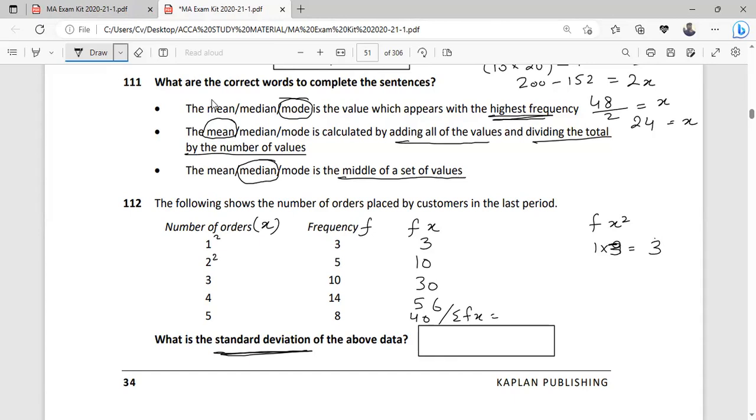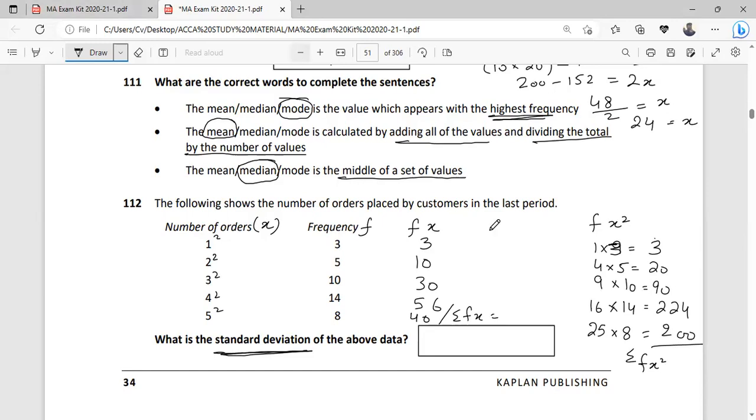Then 2 square means 4 multiplied by 5, so we have 20. Then 3 square is 9 multiplied by 10, it's 90. Then 4 square, 16 multiplied by 14, it is 224. Then 5 square, 25 by 8, it is 200. And then we will add up, this is called summation of fx square.